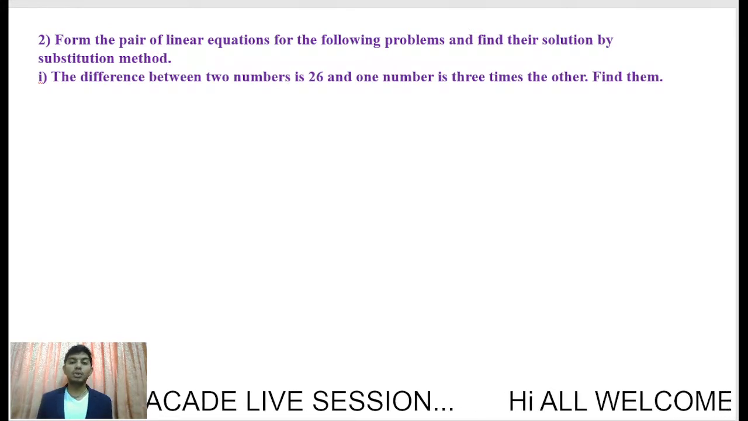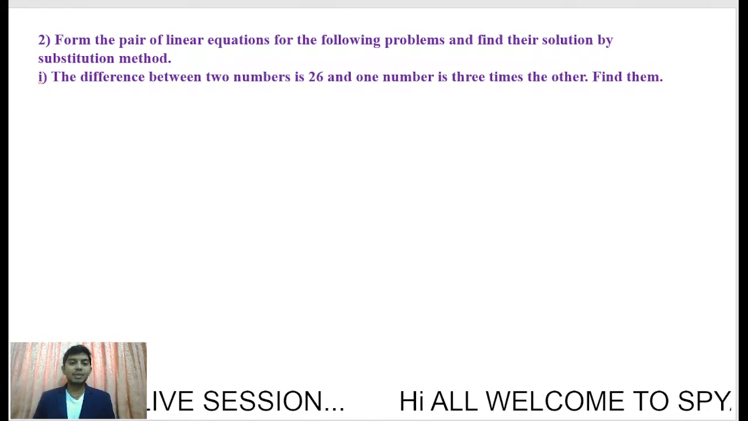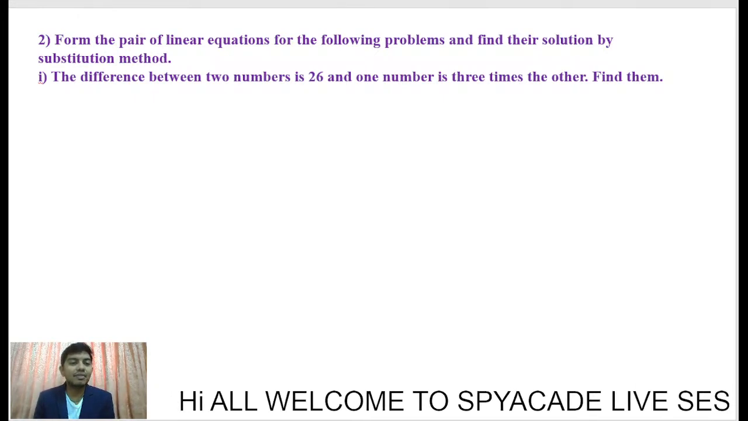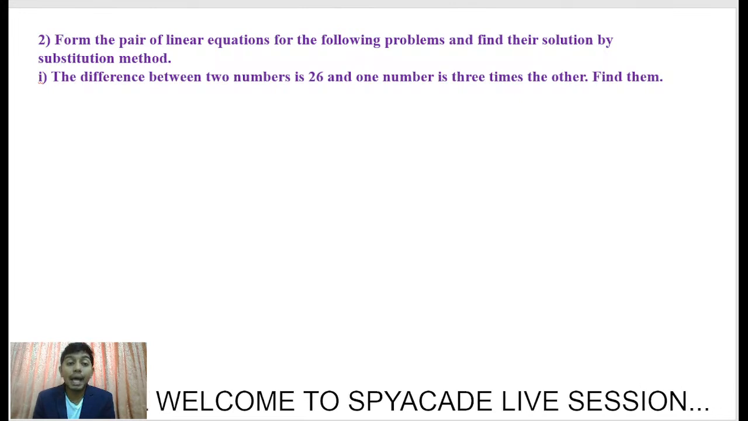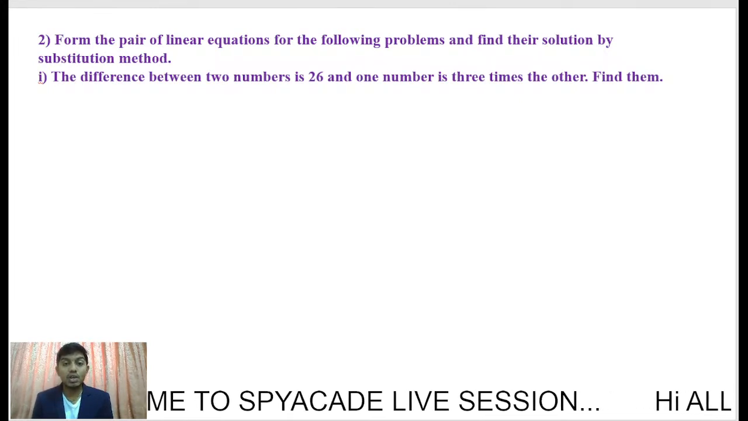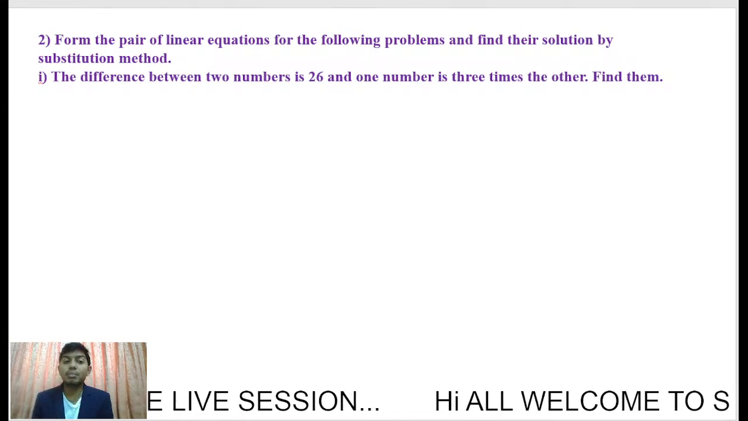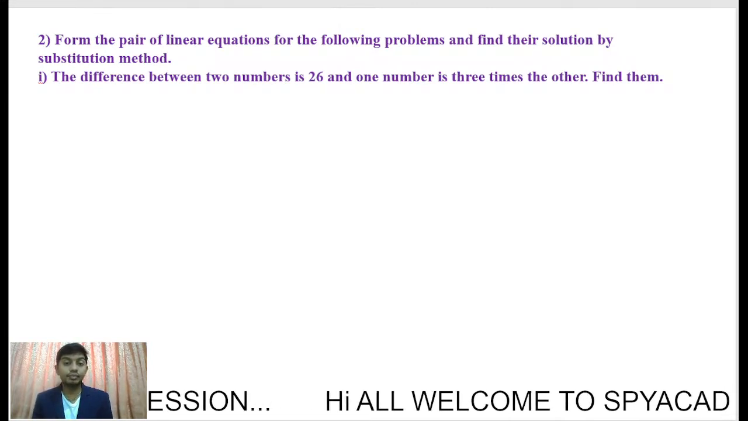Yes, shall we move on to the next question, everyone? Yes. So here is the next question, I'm reading it for your reference. Form the pair of linear equations for the following problems and find their solution by substitution method.